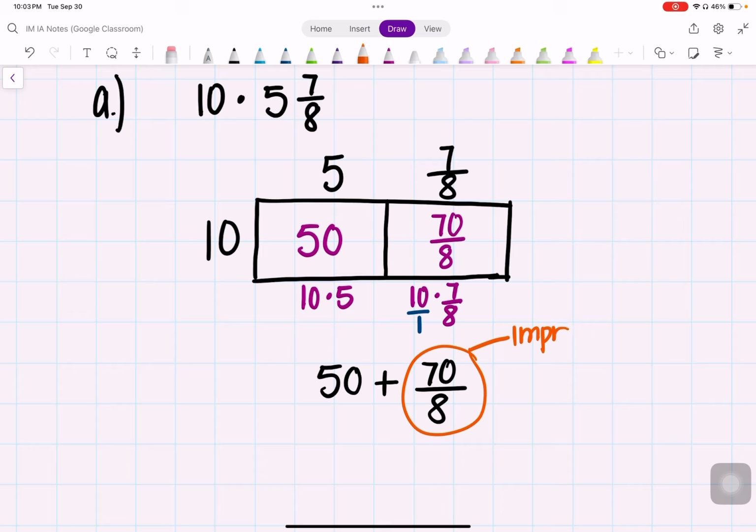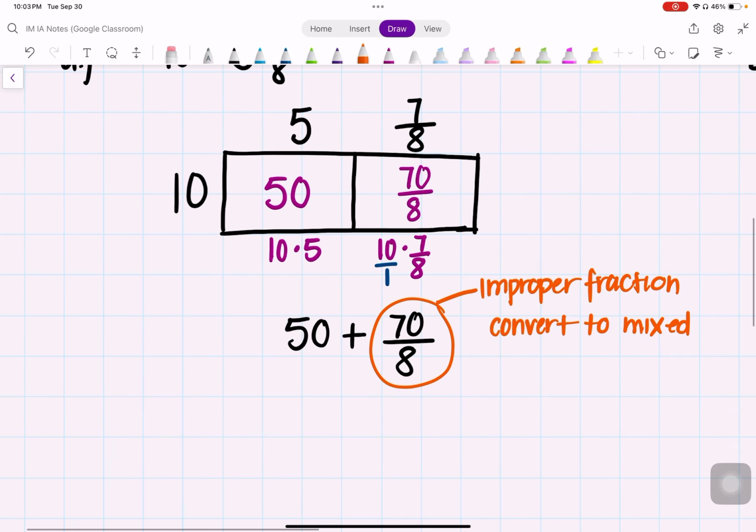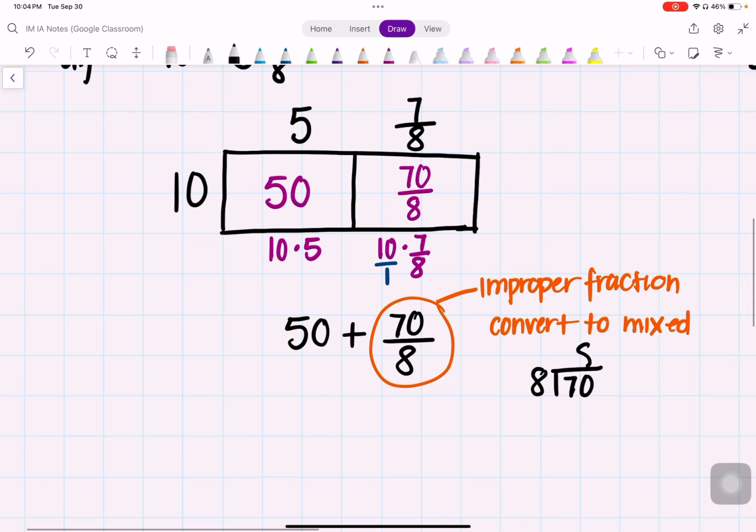Improper fraction. And if I want to go ahead and actually find my solution, I would actually have to convert that improper fraction into a mixed fraction. So I want to go ahead and convert to mixed. All right. And once again, guys, how we do that is I could actually do the actual division, right? I could do 8 into 70. How many times can 8 go into 70? And it could actually go in 8 times, right? 8 times 8 is going to give me 64.